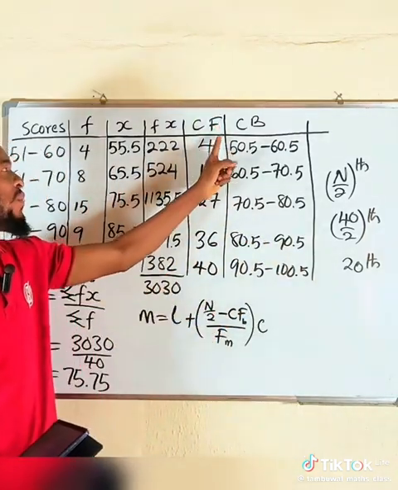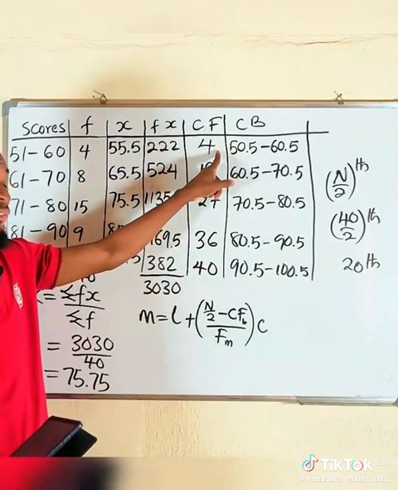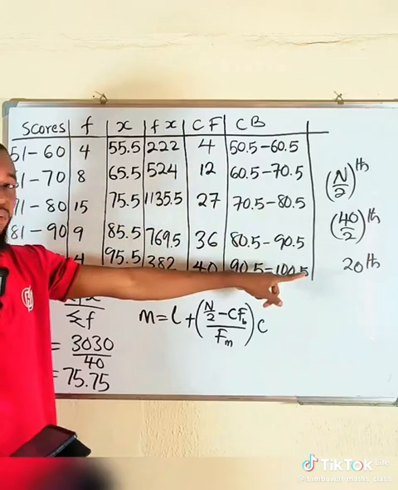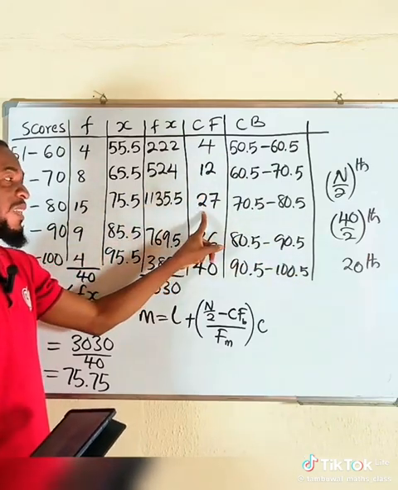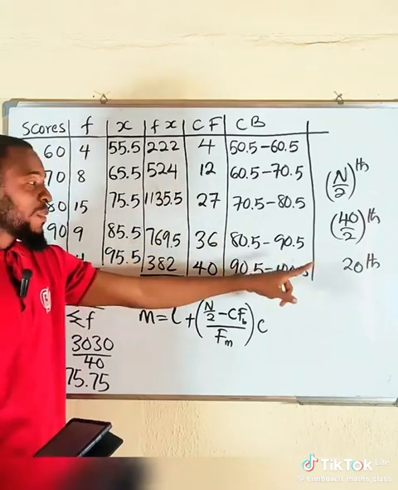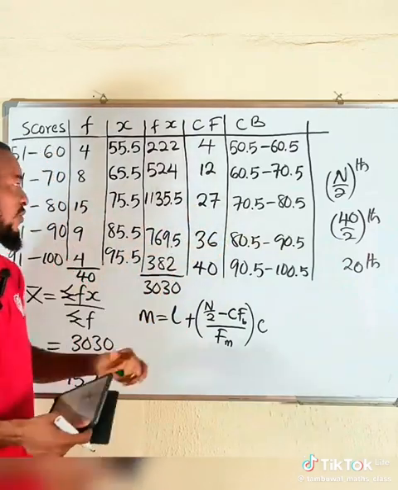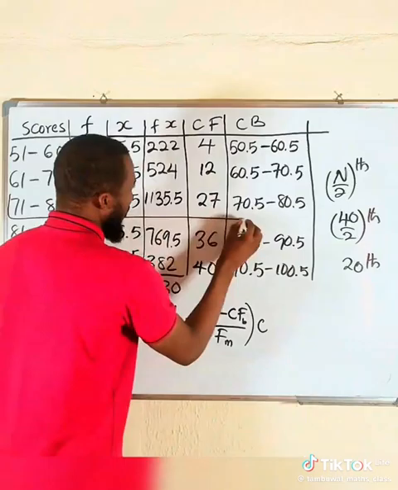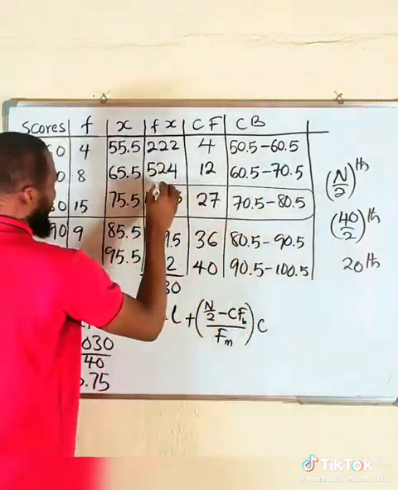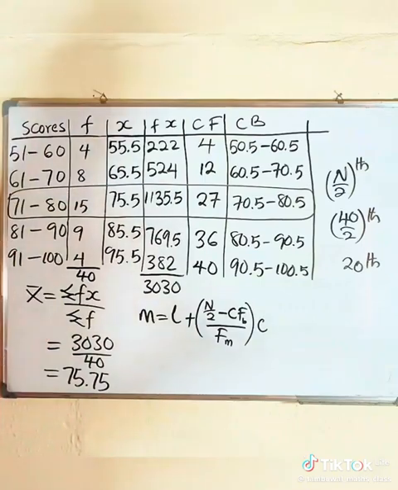This is our cumulative frequency. You can see this is 40. This is 4, which is less than that. 12 is less than that. 27 is more than 20. So it means that this 20 is within this range. So this is the, what do we call it? Median class. This is the median class.